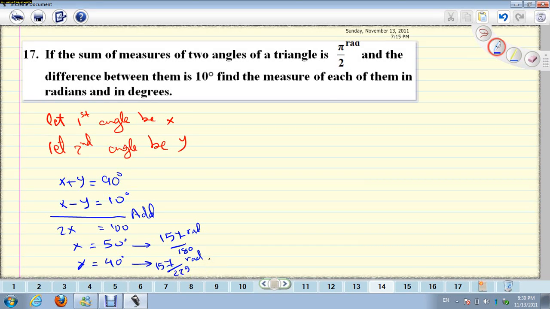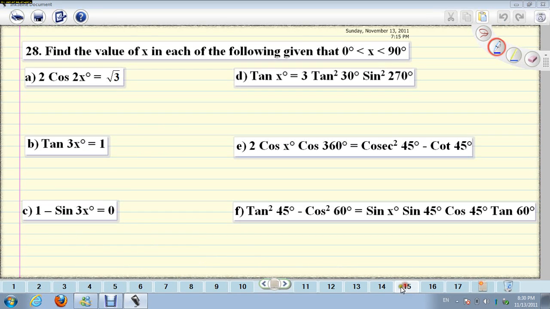Some students write it in decimals. It's okay, no problem. In decimals, I'm gonna write the answer, page 46, 0.8727 for 50 degrees, and 0.6697. This is for 40 degrees. Okay.